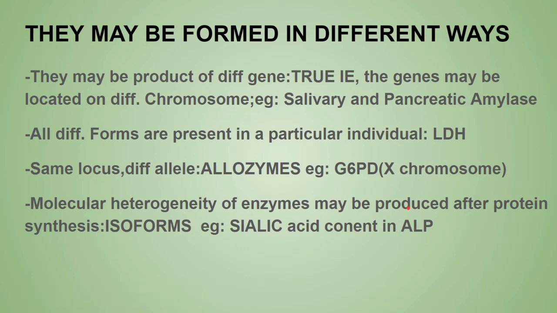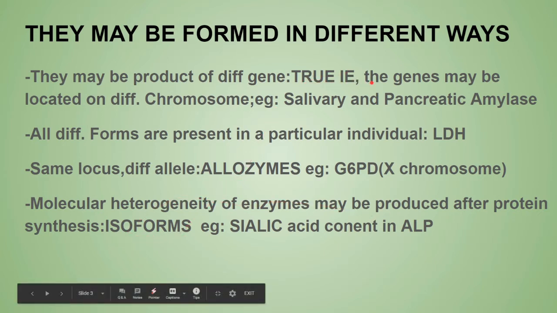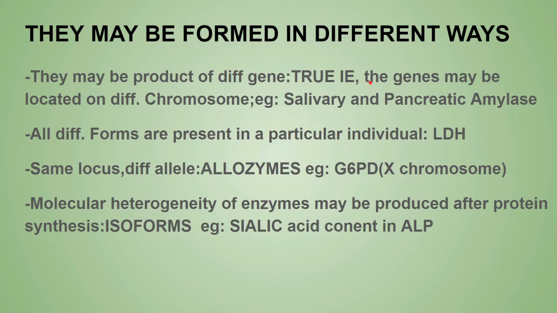ALP is the alkaline phosphatase enzyme. So after the production of a particular protein, the enzyme will have changes in its molecular structure after its formation. That is known as the isoform. So a true isoenzyme means the particular enzyme has different forms through having different genes at different loci of the particular chromosome.